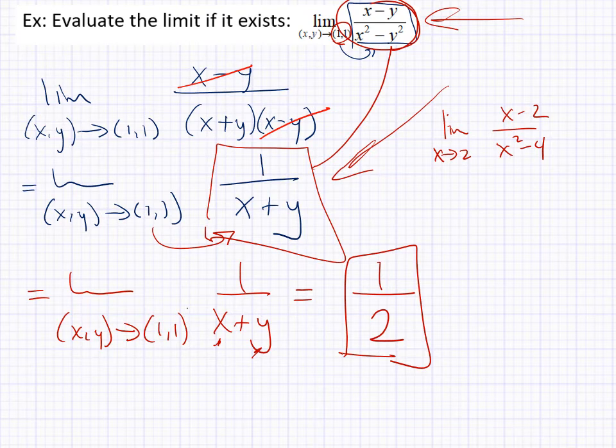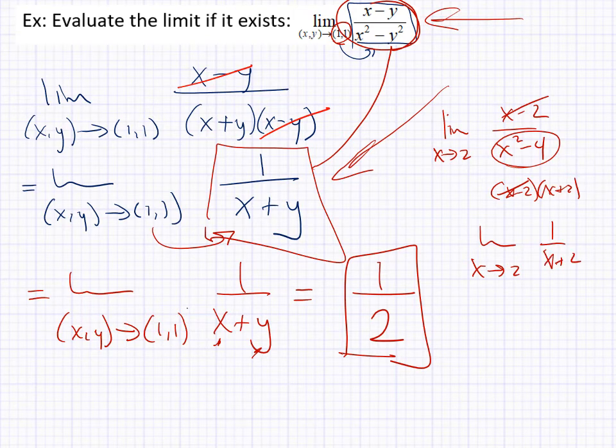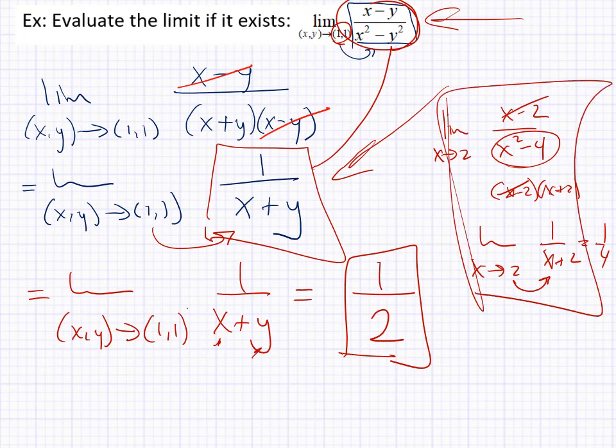What would you do? You'd factor this denominator as x minus 2, x plus 2. You'd cancel the x minus 2's. You would have the limit as x approaches 2 of 1 over x plus 2. Now you get to the point where you plug 2 in. What do you get? You get 1/4, and you get your answer. Well, that is really not much different than what we just did.